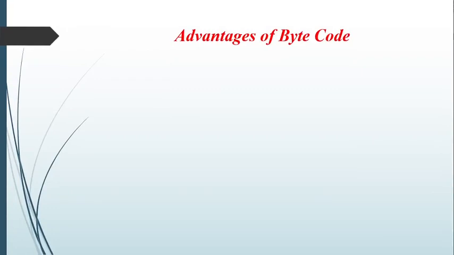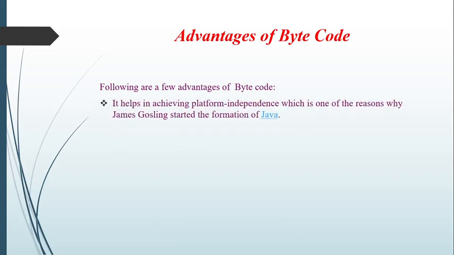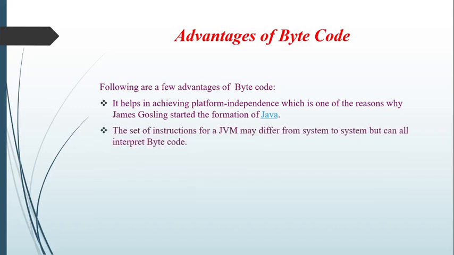Here are some advantages of bytecode. The first one is that it helps in achieving platform independence, which is one of the reasons why James Gosling started the formation of Java. The set of instructions for a JVM may differ from system to system, but all can interpret the bytecode. Yes, instructions may differ from system to system, but the bytecode interpretation is the same for all the systems.